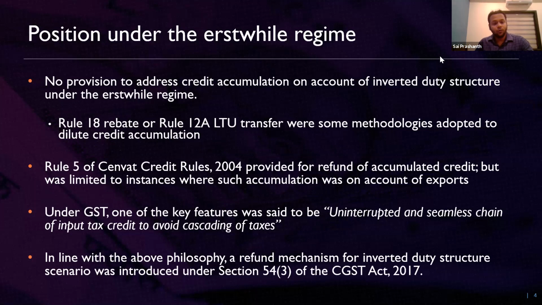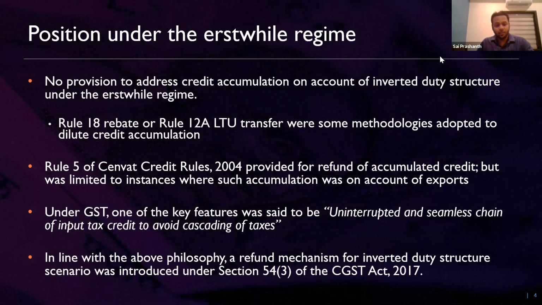Agreed that Rule 5 of the Cenvat Credit Rules, in fact, provided for refund of accumulated credit. But the catch was such refund was limited to instances where the accumulation was on account of exports. So per se, the earlier regime did not deal with an inverted duty structure situation.